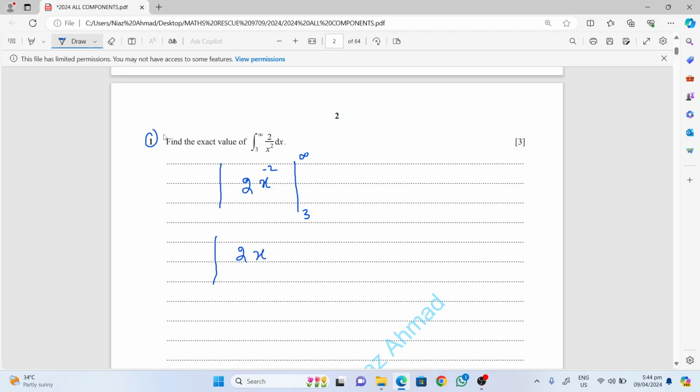is 2x raised to the power minus 2 plus 1 divided by minus 2 plus 1, and the limit is 3 to infinity. Finally, we are left with minus 2 over x, limit is 3 to infinity.